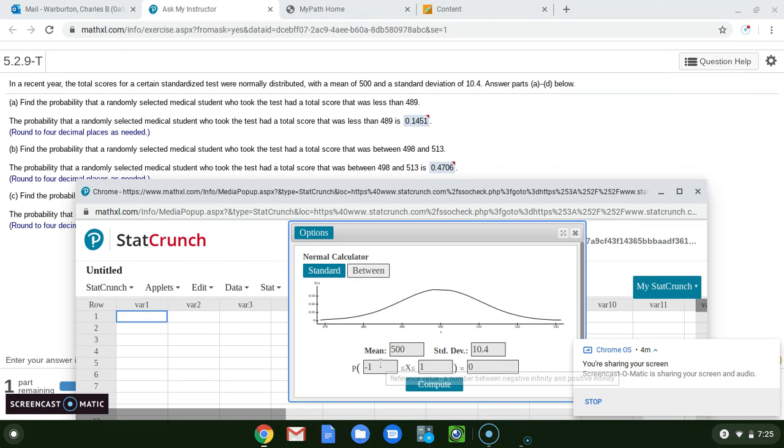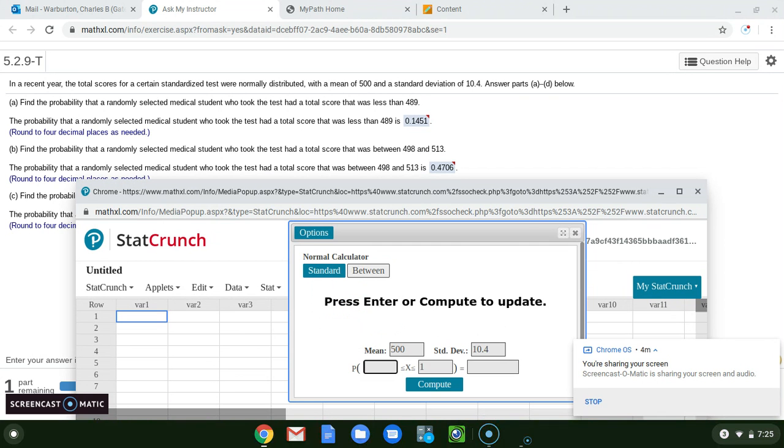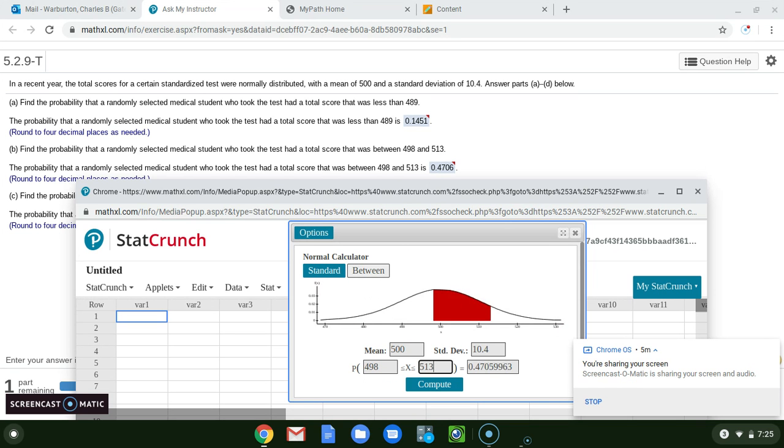Okay, next it asks, what's the probability that it is between, so we can hit the between button, between 498, which is a little bit below average, and 513, which is a little bit above average. Hit compute, that's going to be 0.4706. Perfect.